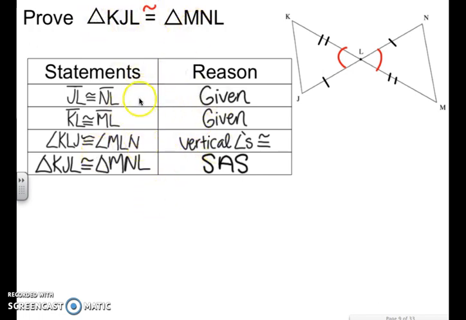So notice you're going to have three kinds of information before you get to prove that those triangles are congruent. We're going to do a little bit of drag and drop for the next couple of times, but you are going to have to eventually come up with these on your own. All right, let's move on.